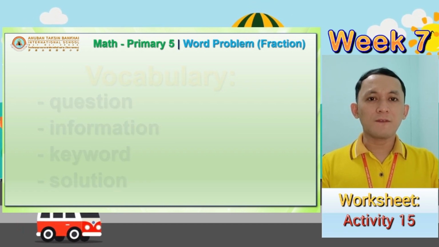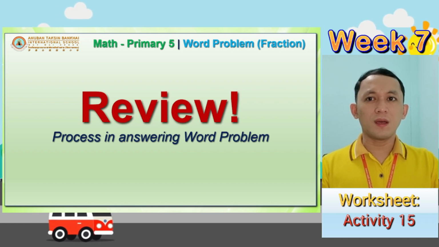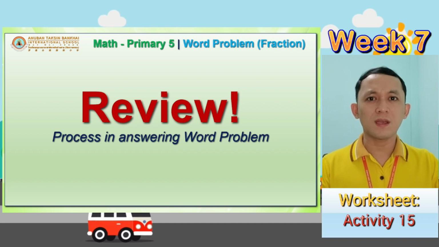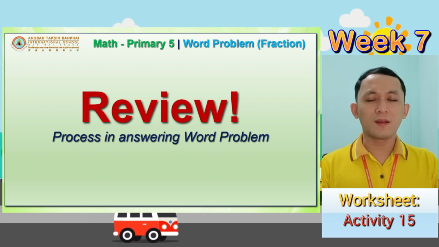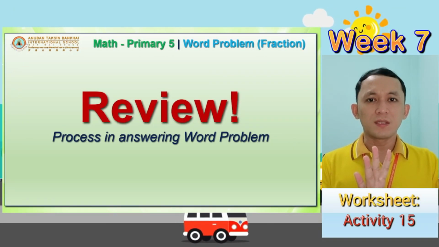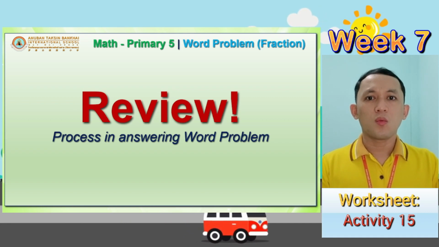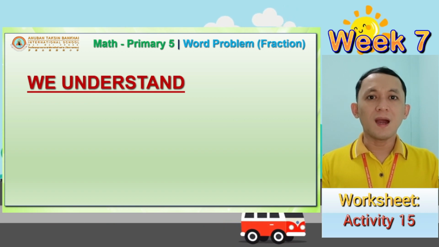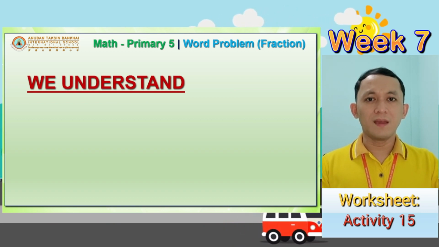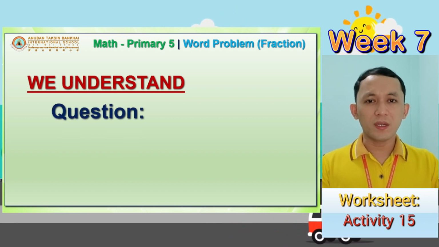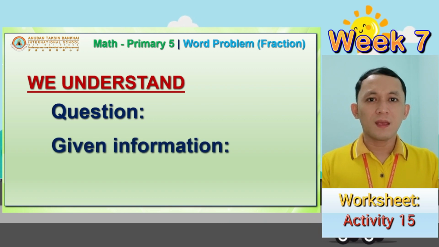Now, let's have a quick review of the process in answering a word problem. We have different approaches, but let's just follow the books that you have. We actually have four stages or four parts in answering a word problem. The first one is we understand. Under this stage, we have the question and the given information.